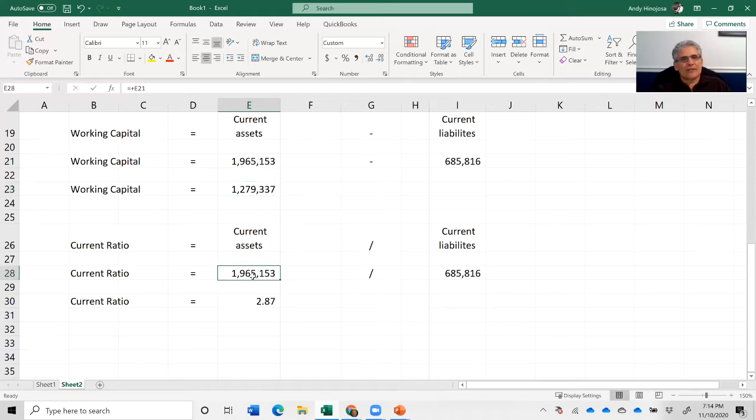So we'll take this and we'll divide it by that, and that's going to be 2.87. That tells us that for every dollar of current liability, we have $2.87 of current assets. So that's more than double, almost triple of what we have here. So that gives us a really warm, fuzzy feeling about this company's ability to pay its current liabilities.